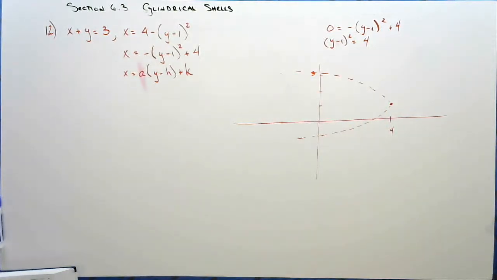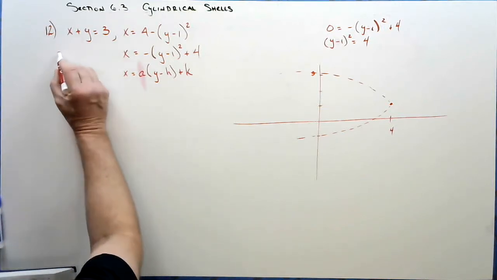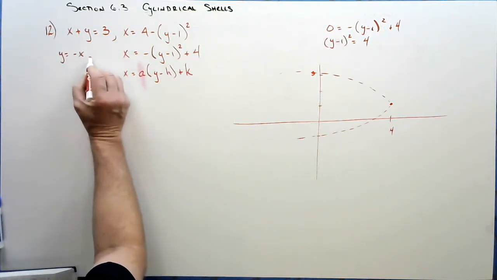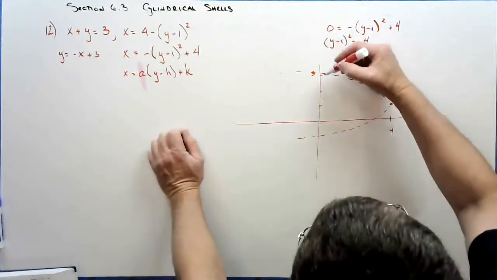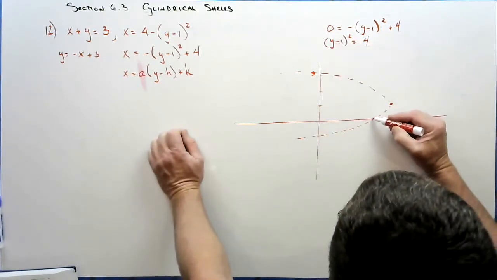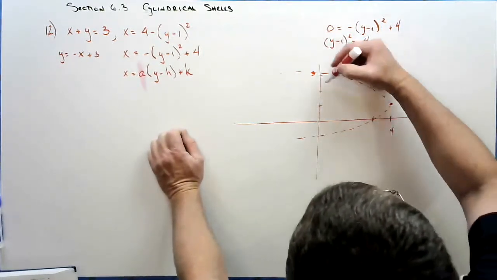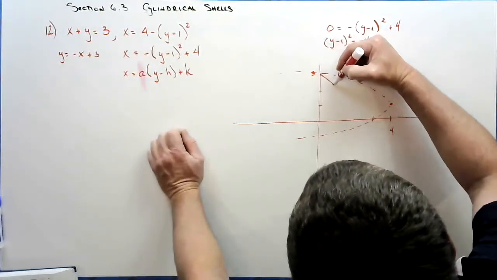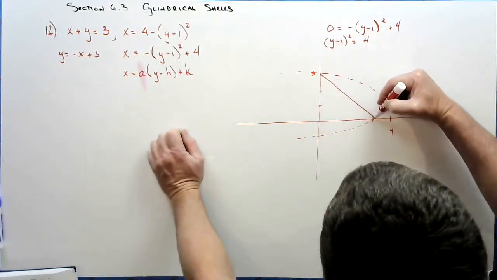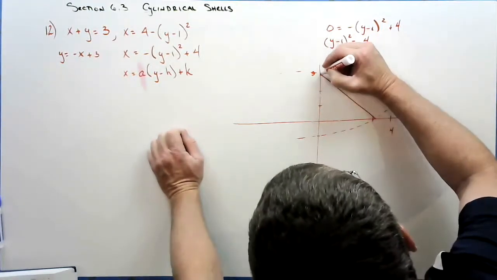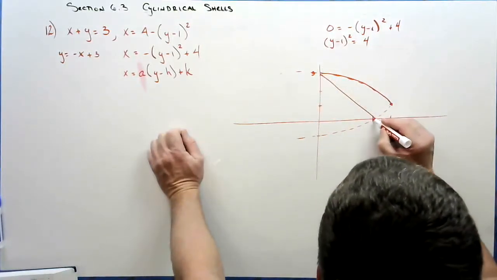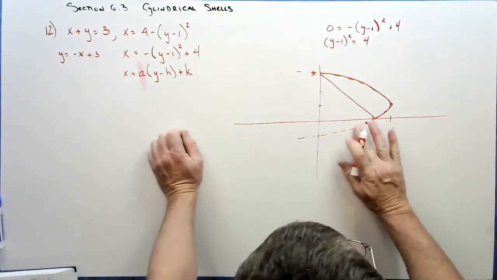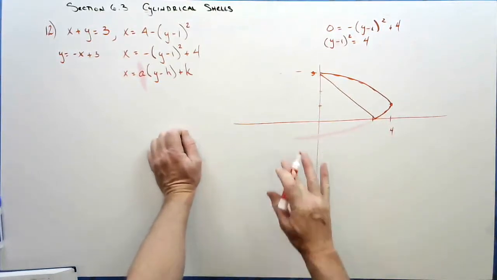All right. Then we have the line. We know about this line. This is our line y equals minus x plus 3. So it has a y-intercept here at 3. It has an x-intercept at 3, which is right here. And a slope of -1. So our region is this piece right here. This is the region that they want us to rotate.